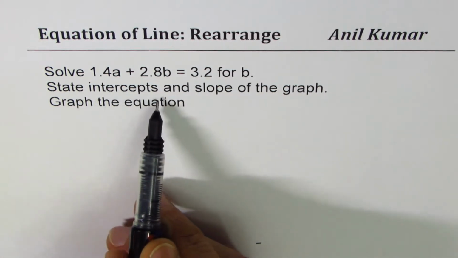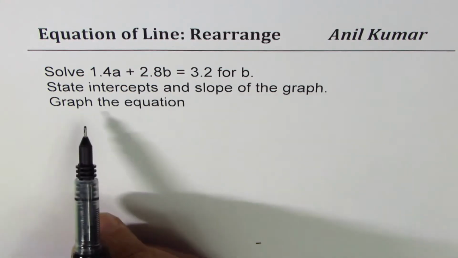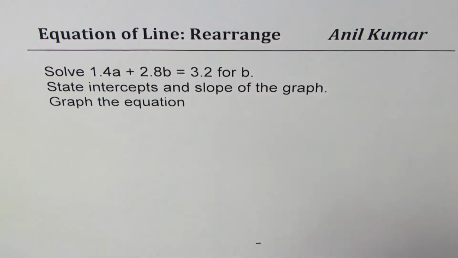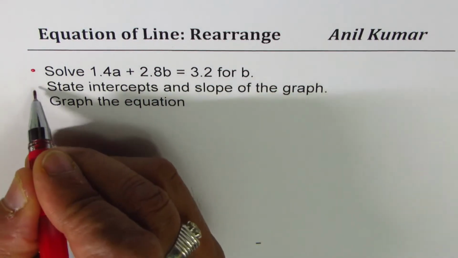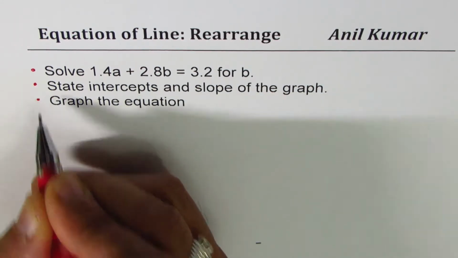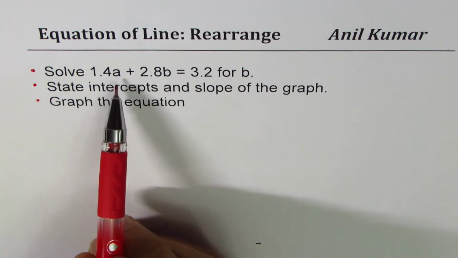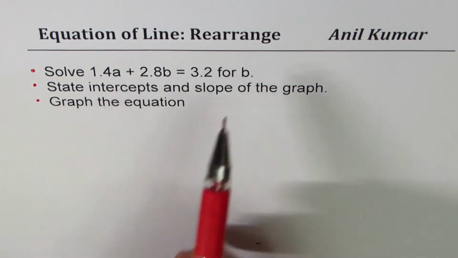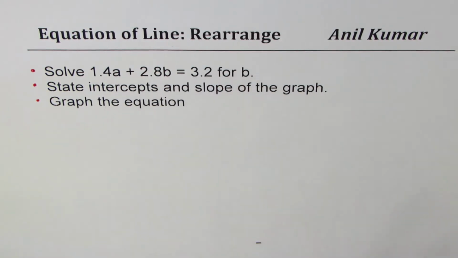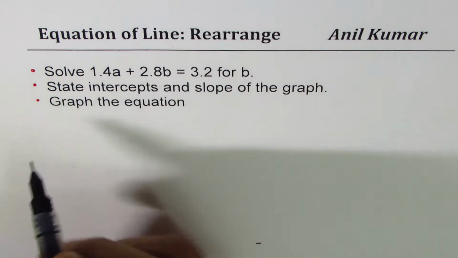State intercepts and slope of the graph. Graph the equation. You can always pause the video, answer the question, and then look into my suggestions. The equation this time is not in x and y. We have taken variables like a and b, and we have to solve for b. So let's do that part first.